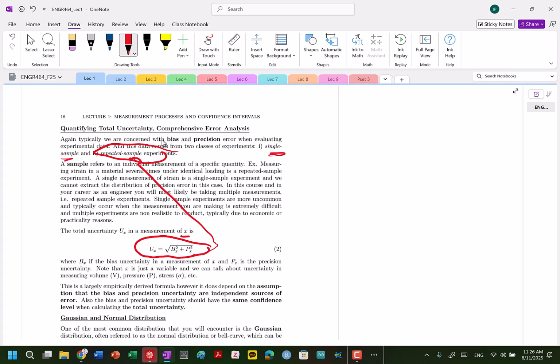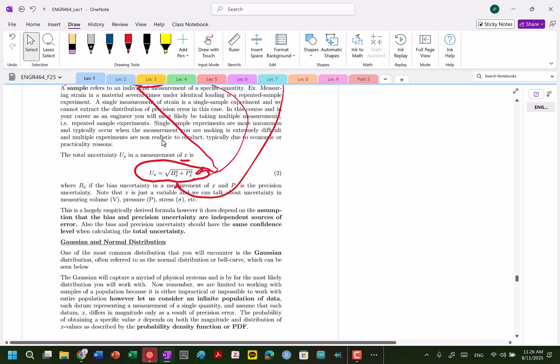That could be if the phenomenon you're trying to see is really expensive to reproduce, like the Large Hadron Collider; they're not going to run multiple experiments of that. It could be resource limited. There could be reasons why you do a single sample experiment. You still have to do error analysis there. Most of it will probably come from bias error and some propagation of those errors. But repeated sample experiments are the ones you're going to deal with most. And again, precision is critical here.